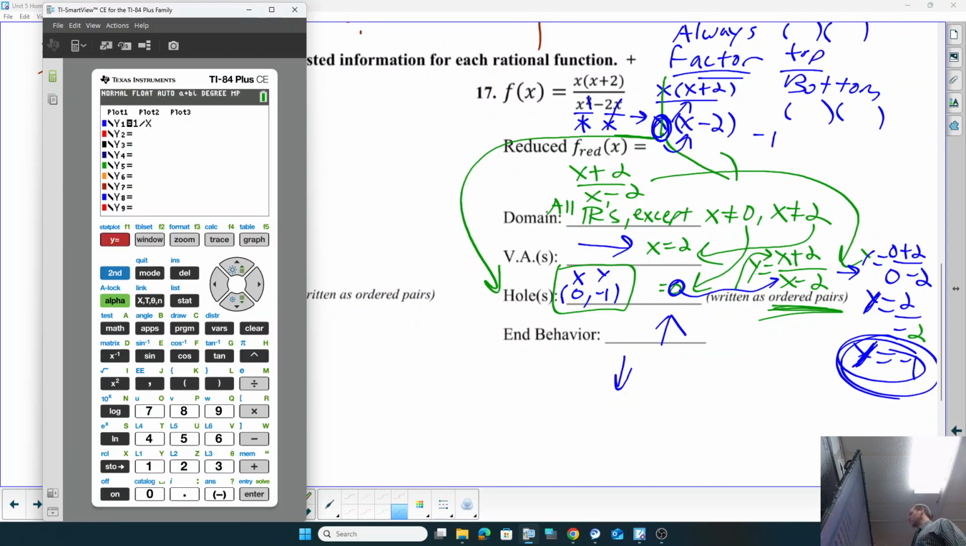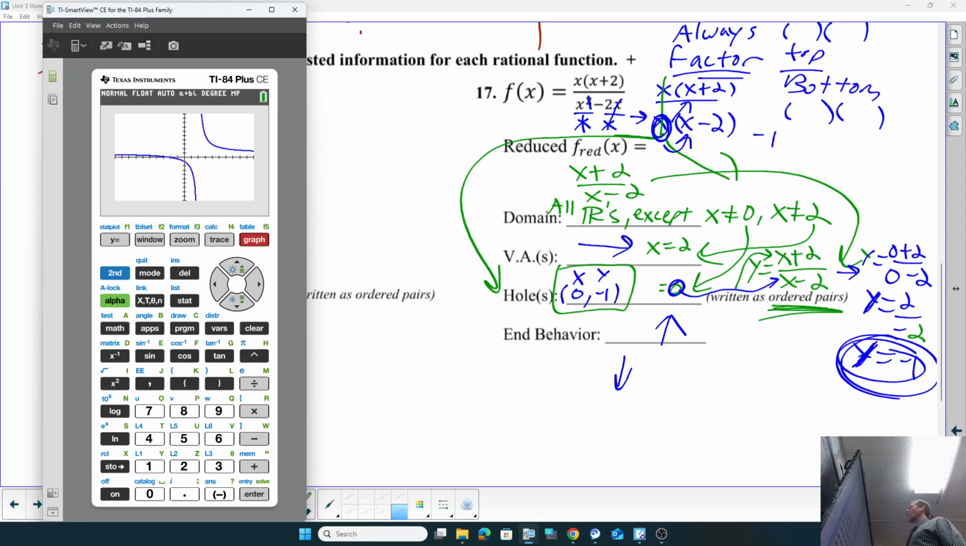So if we go to y equals, let me plug this function in. The original on the top is parenthesis, parenthesis, so x times x plus 2, good, divided by x squared minus 2x. There we go. Okay, so that's going to be our graph there.